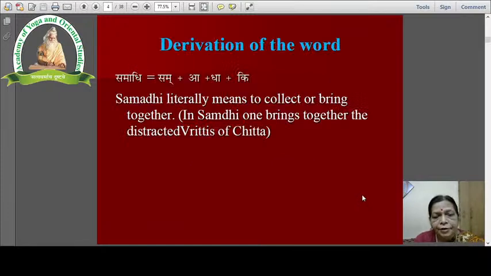Now, what is the derivation of the word Samadhi? Samadhi is derived from the root dha, with sam and a as upasargas and ki as the pratyaya. Samadhi literally means to collect or to bring together. In other states, the vrittis of the chitta are distracted and scattered. In Samadhi, one brings together the distracted vrittis of the chitta.